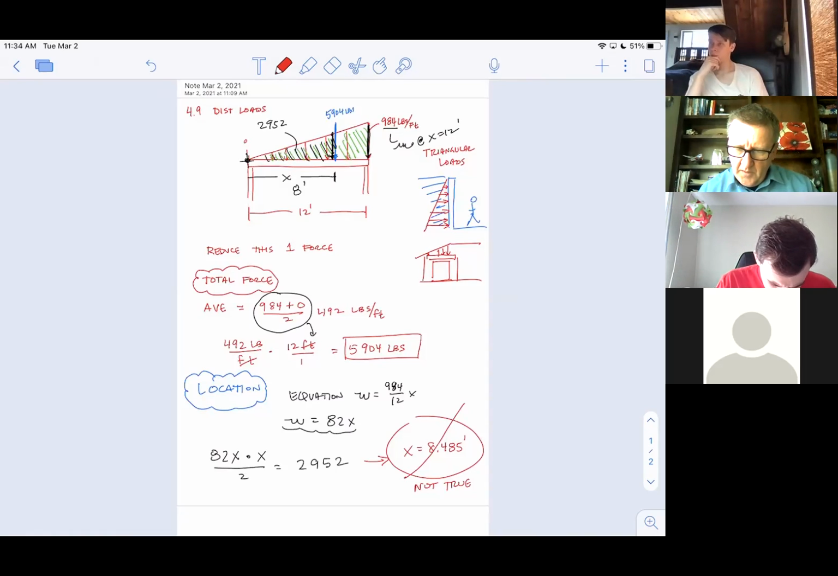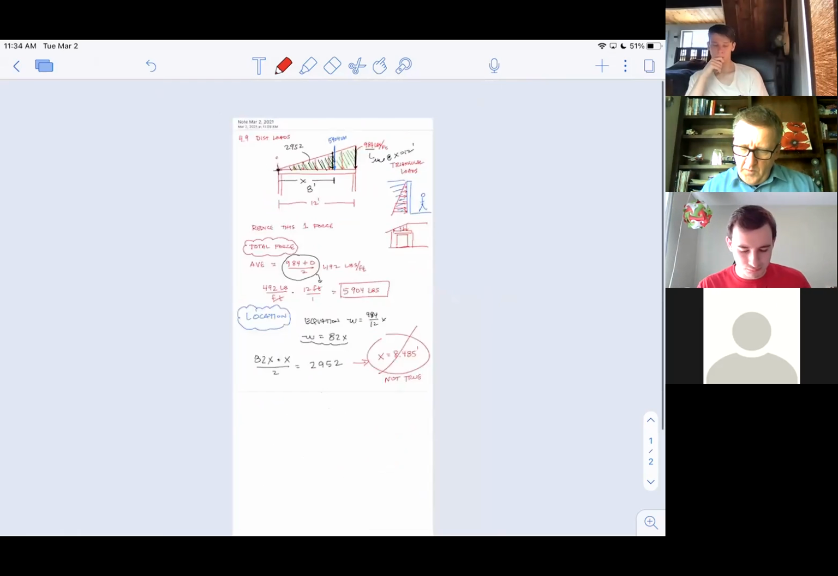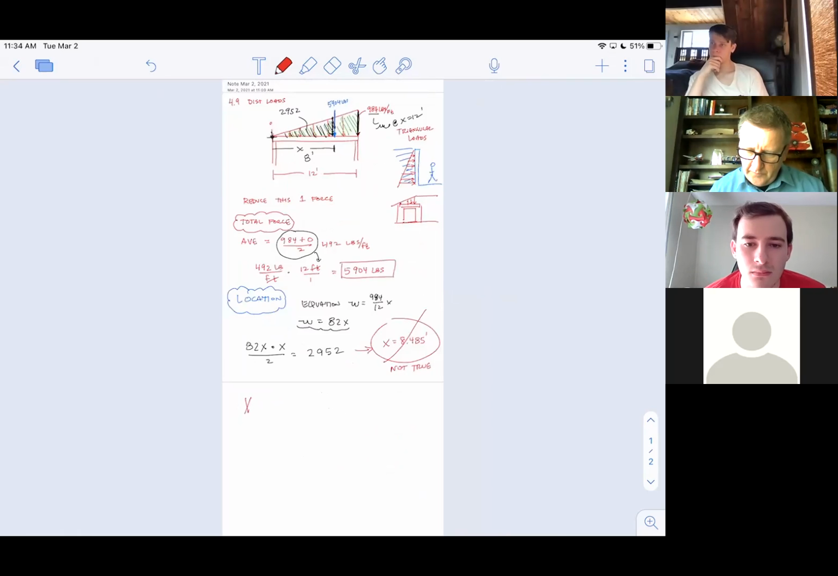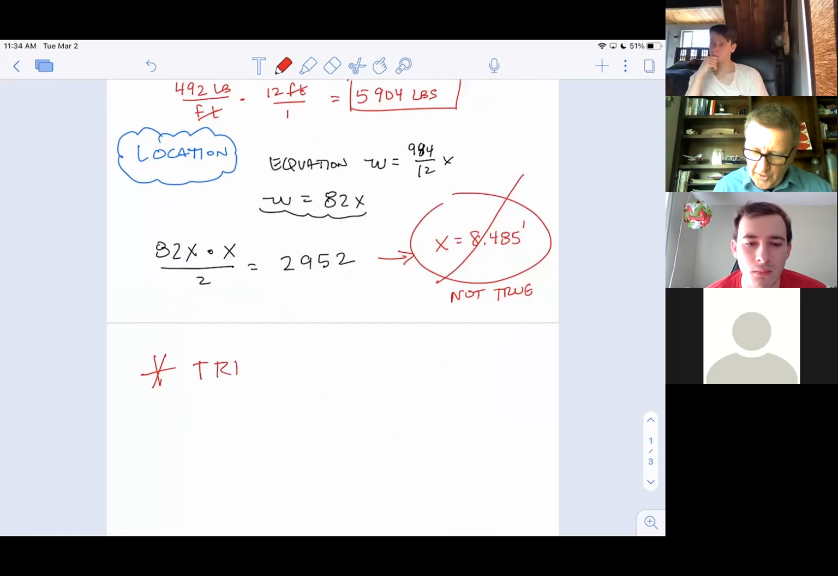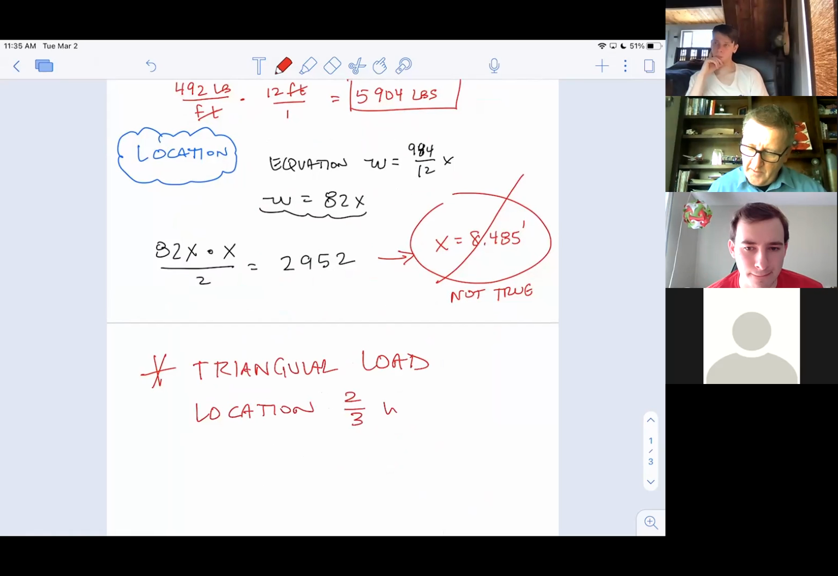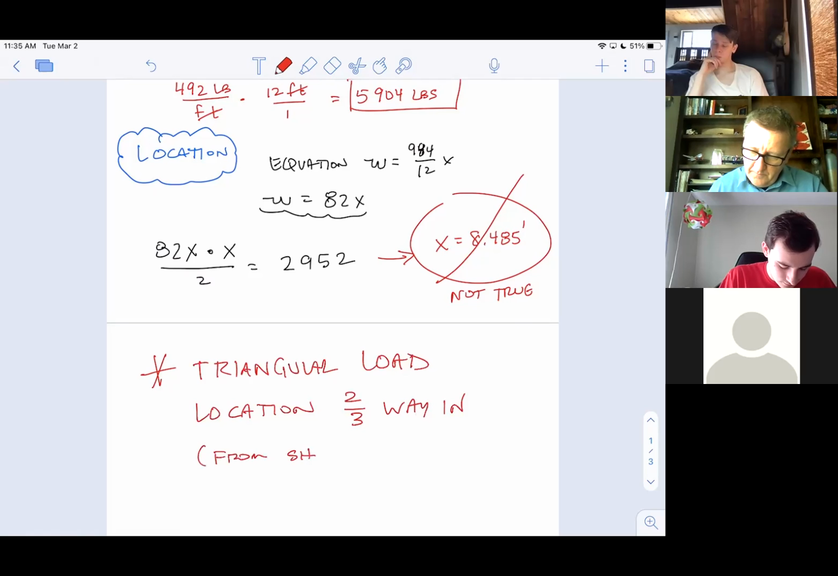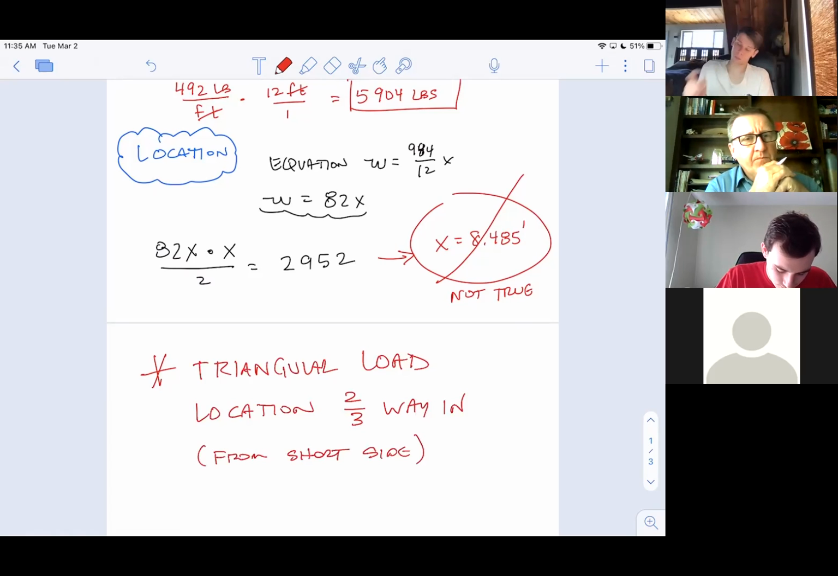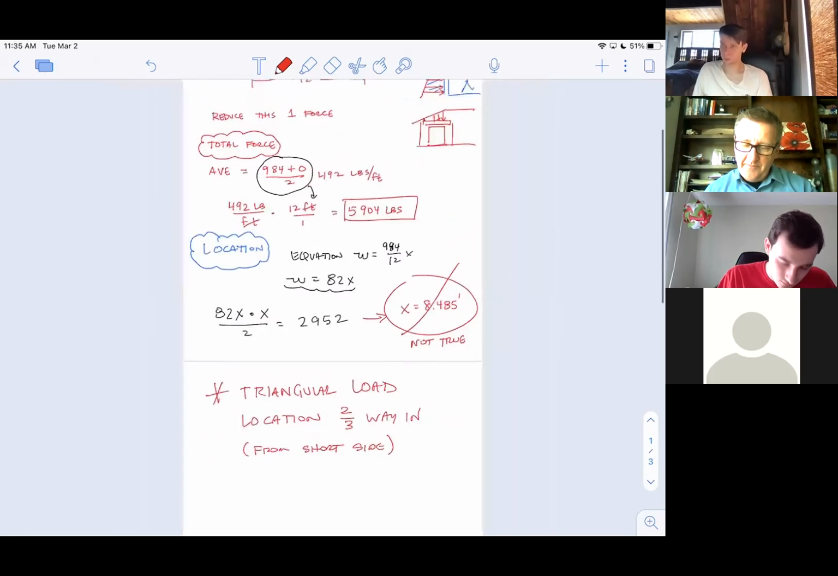Well, to progress for a second, I apologize, for a triangular load, the location is 2/3 of the way in. And I guess I should say from the short side, from the low side. So in our case, 2/3 of 12 is 8. So it should be 8 feet in. So that's its location, 8 feet in.